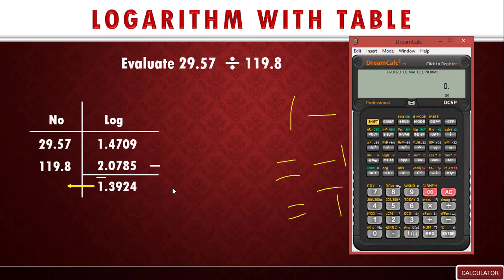Instead of including this bar 1, which is the minus 1, we're not going to include it. All we need to include is 0.3924. So let's press our second function, or shift log, for our antilog, then 0.3924, and then press enter.